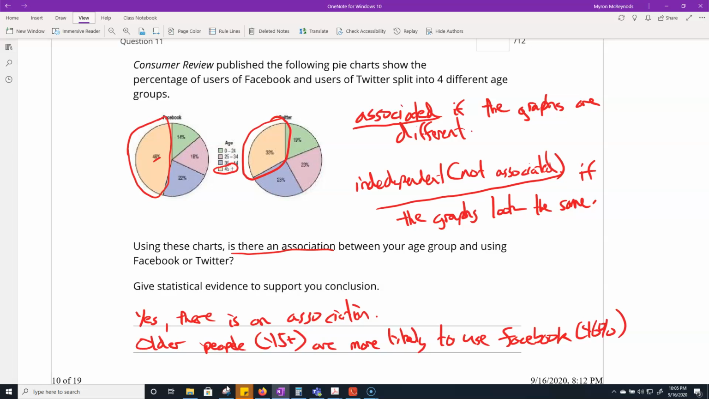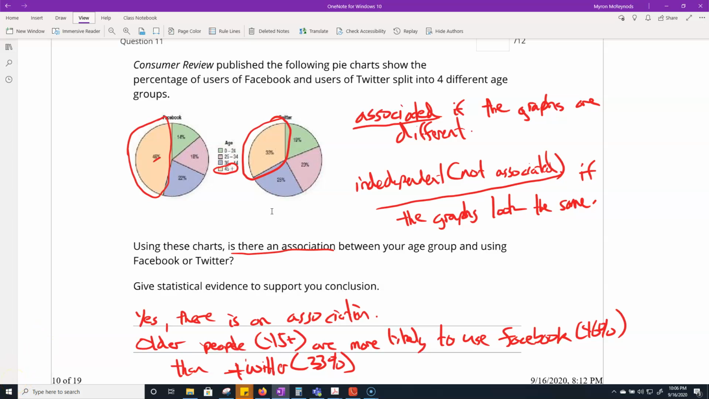Use the percentages as supporting evidence here than Twitter at 33%. So I used evidence here that 46% versus 33% is quite a big difference, and be sure to use actual numbers to prove it, or talk about how they're noticeable, one's noticeably bigger than the other. Okay, so I said there's an association, and I proved it with data, and that is all I needed to do on this problem.